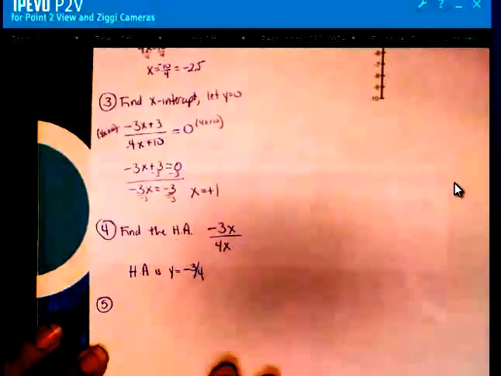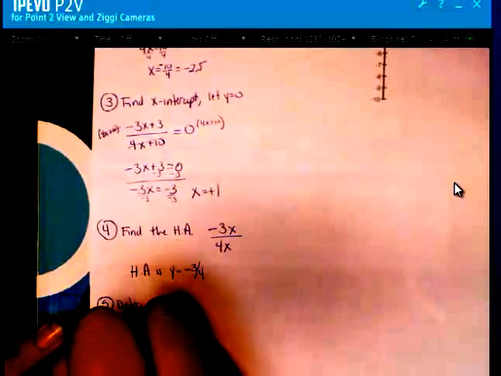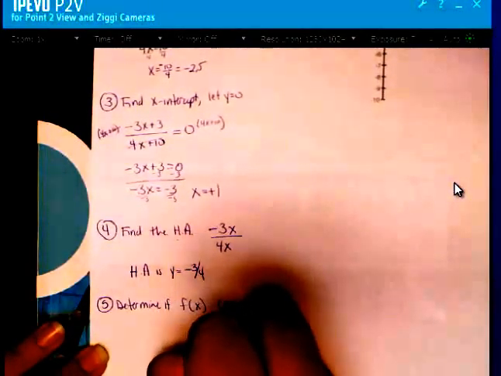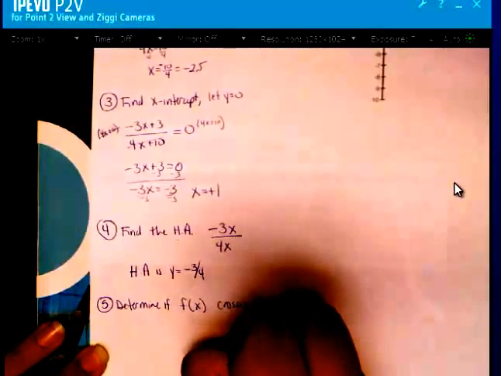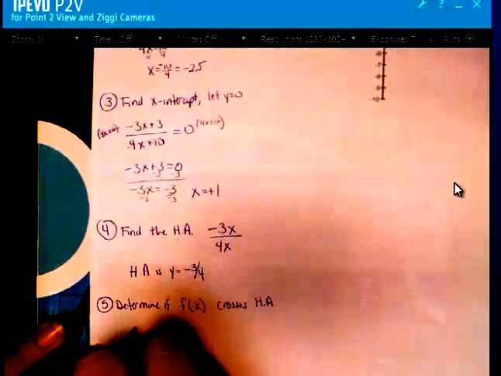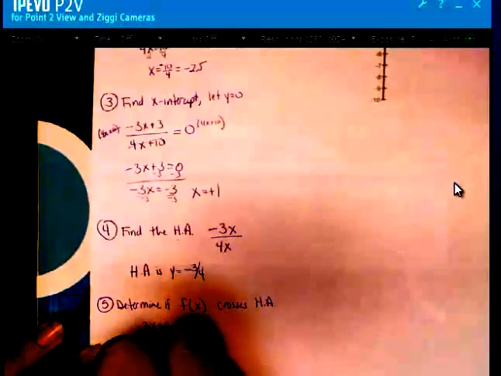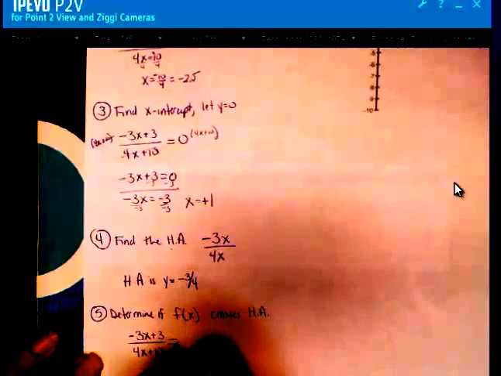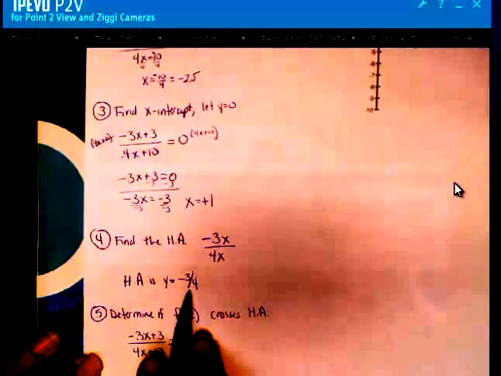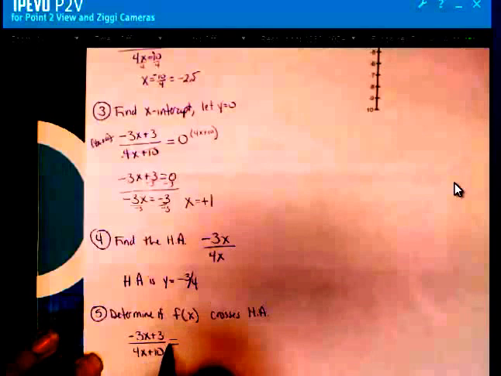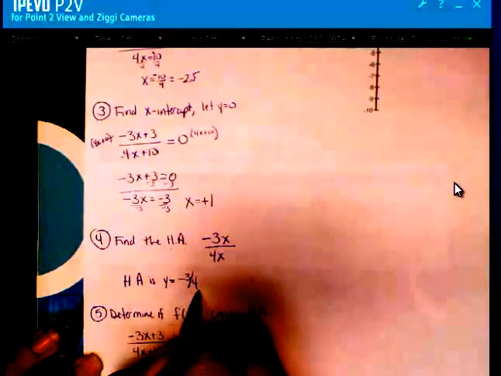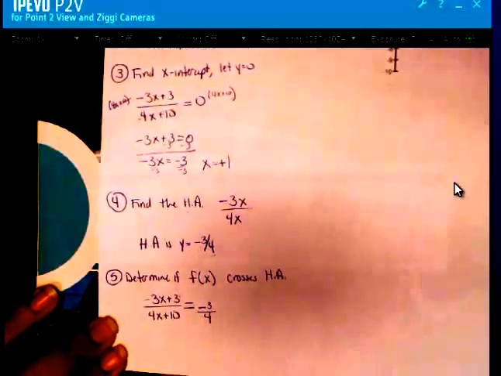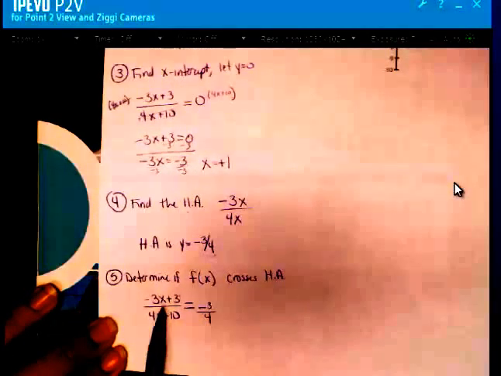Okay, the fifth step is to determine if f of x crosses the horizontal asymptote. So I'm going to take this -3x plus 3 all over 4x plus 10, and we set it equal to the horizontal asymptote, because I want to know, does this have an output that's equal to this right here? So we get -3 over 4. And now we want to solve this expression.